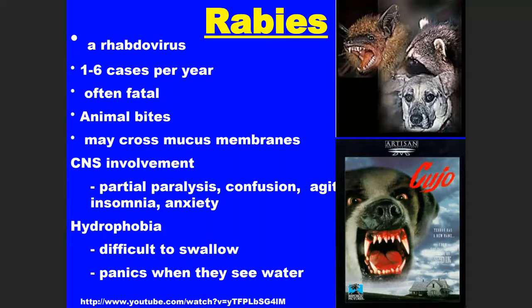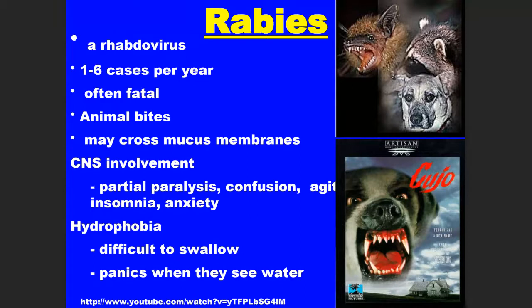And here's the thing, once that virus gets into the brain, there is nothing you can do. It will be fatal. It is a death sentence. So that's why getting the treatment for rabies after being bitten by an animal that is suspected of having rabies is extremely important, because once it's in the brain, that person will die.